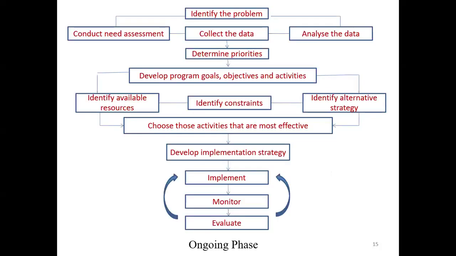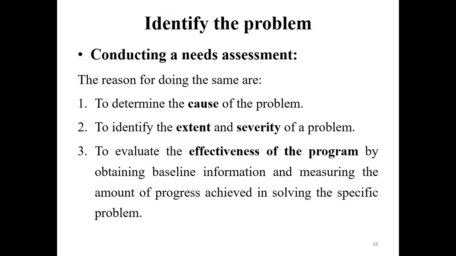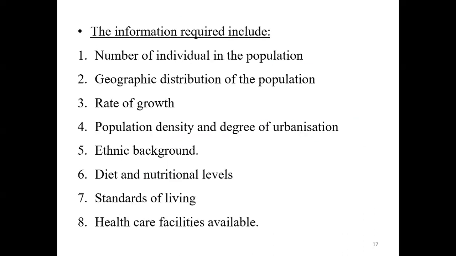Coming to the steps in the planning process, so this is very important. So this is the planning cycle in which we will discuss every step of the planning cycle in detail. First is identify the problem, which includes conducting the need assessment. The reasons are to determine the cause of problem, to identify the extent and severity of problem, to evaluate the effectiveness of the program by obtaining baseline information and measuring the amount of progress achieved in solving the problem.